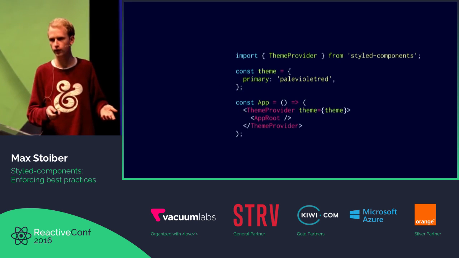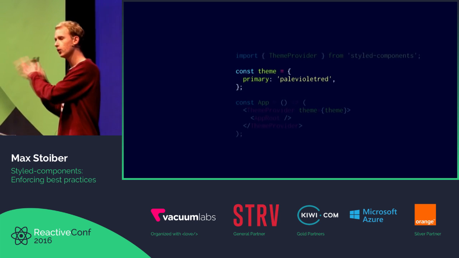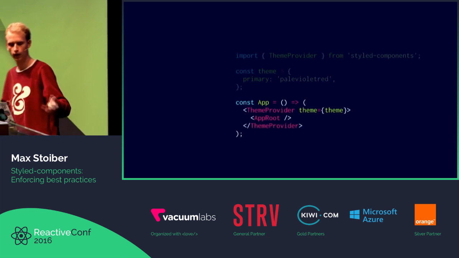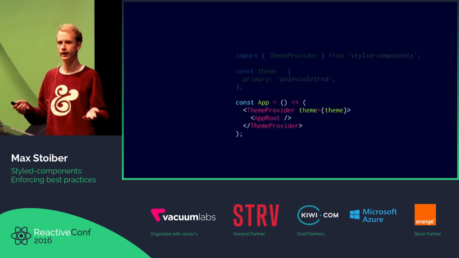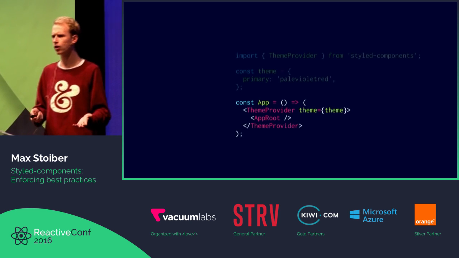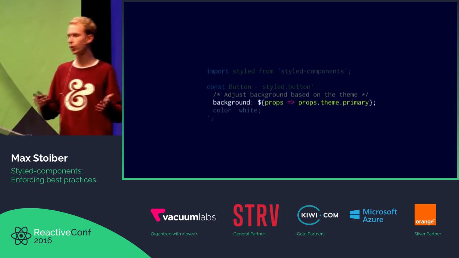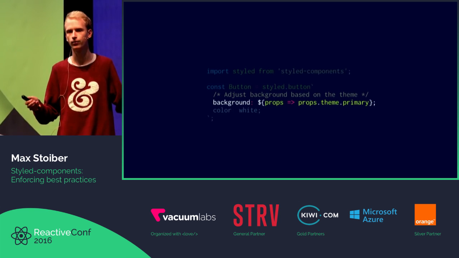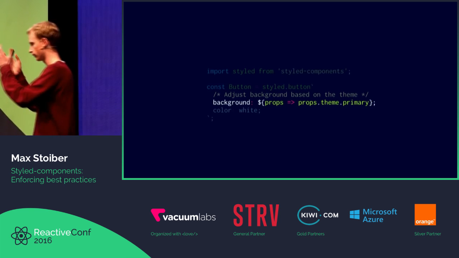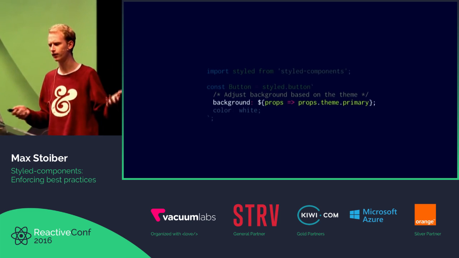Well, we export this theme provider component that you can import in your code. And you can set some theme, and you can do whatever you want in there, right? In this case, we just set the primary color to pale violet red. And then we just wrap some part of our app in the theme provider, passing in the theme. And now our components can react to the theme. How? We inject the theme from the props. So if you pass a function, you can go props.theme, and you have access to the entire theme. So the button can now react to the theme and change its colors, its styling, based on what the theme is somewhere high up in your code. But you don't have to pass in any properties or anything. It just reacts to it, right?